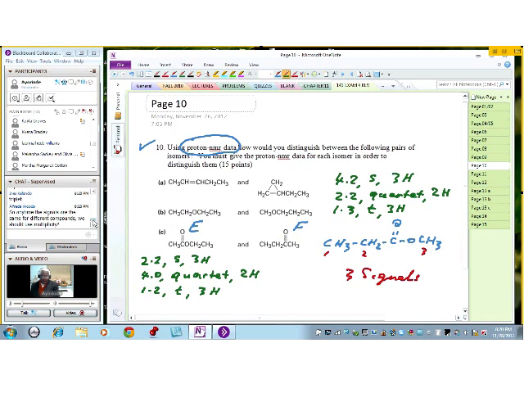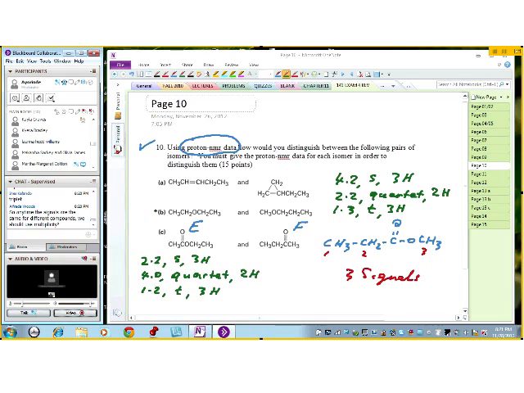Okay, somebody asked a question. Go ahead. So anytime the signals are the same for different compounds, we should use, well, not only multiplicity, yes, that is correct, you almost have to use the complete set of data. Okay? Go ahead and ask your question.